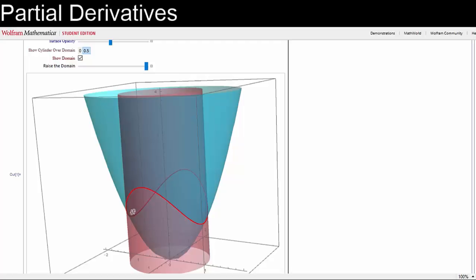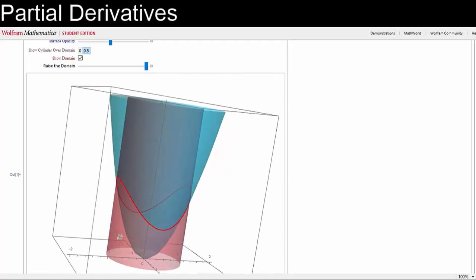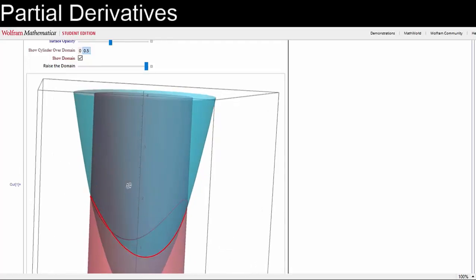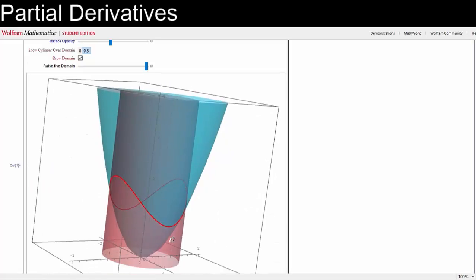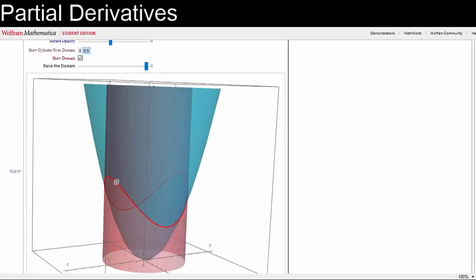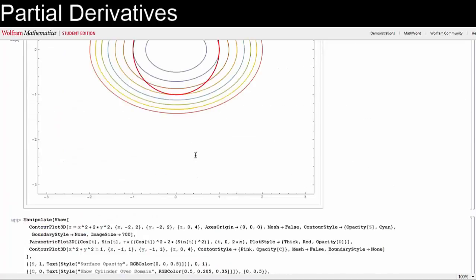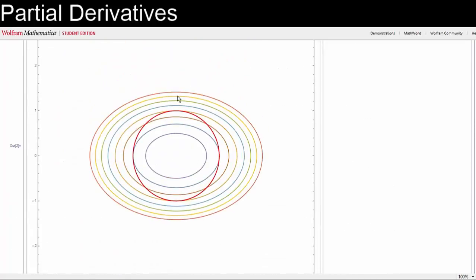So there's 2 maxima, as long as those 2 are the same height, and as long as those 2 are the same height, there's 2 minima, right? But the extrema are among these 4 points, so we need to know how to find those. Let's go up here and look at a contour plot of f. Those are the ovals here, the ellipses.